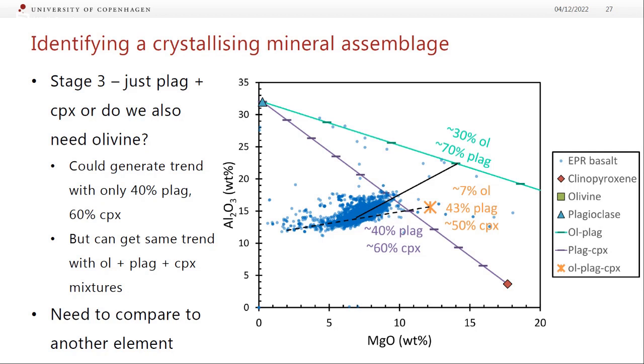But our bulk crystallizing assemblage could also have olivine in it. And from this diagram on its own, this is an example, right? We could have a little bit of olivine, some plagioclase, some clinopyroxene, lies in the triangle between those minerals. But we could also have anything back here. So we actually need to go look at another element and do the same plot, and this will help tell us the answer.